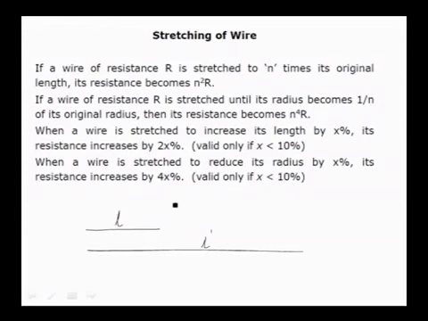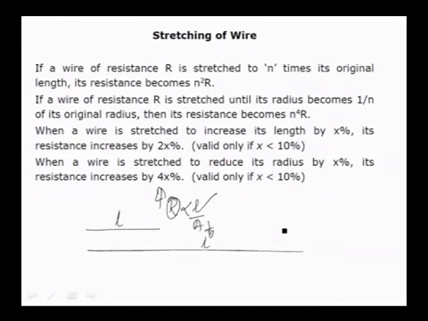Why does resistance change? The resistance is directly proportional to the length and inversely proportional to the area. When we stretch the wire, length increases, area decreases, obviously resistance increases. Therefore, they are given in terms of number of times or in terms of percentage. Here I am going to add 4 different methods for stretching.